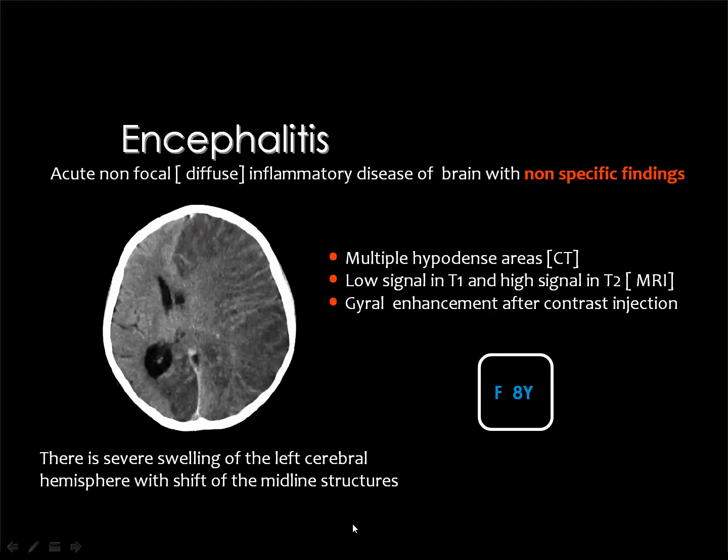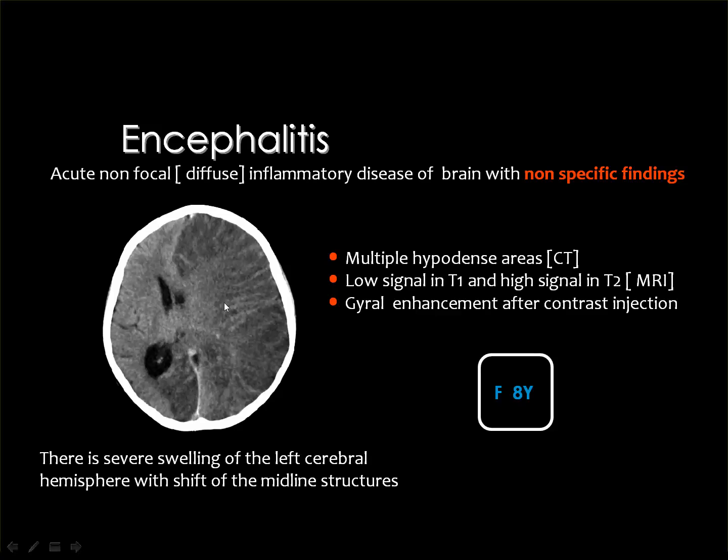Fever is very important. And if you look at the CT scan, you will get multiple areas of hypodensities. And these areas will not enhance with contrast. If you inject contrast material, they will not enhance. And they are multiple and maybe bilateral. And this can be easily discriminated from an infarction.